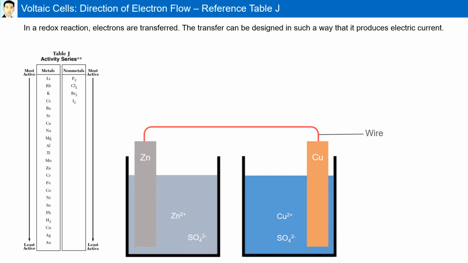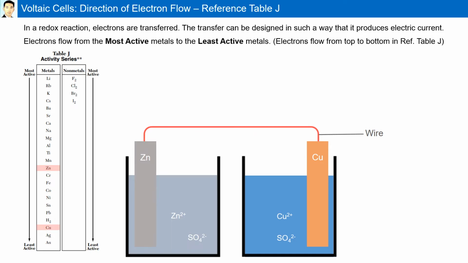Reference table J can inform us which direction the electrons are going to flow, whether it's going to go from the zinc to the copper or the copper to the zinc. In reference table J, we identify zinc is above copper, and the rule states that electrons will flow from the most active metals to the least active. Here, zinc is higher up in the reference table J compared to copper. It is more active than copper. Therefore, electrons will flow from zinc to copper.